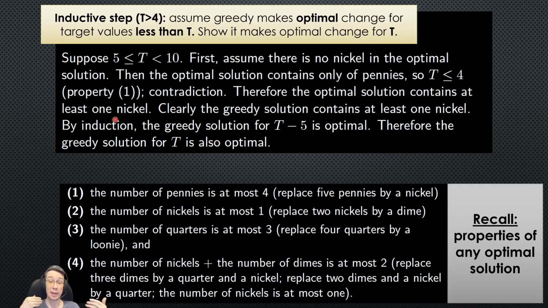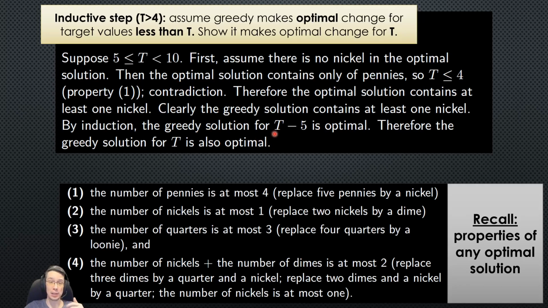And by the inductive hypothesis, we've assumed that greedy optimally solves the case of t minus 5. So all we have to argue is that if we have an optimal solution for the case of t minus 5, and we have a nickel that has to be in the optimal solution, you put together the optimal solution for t minus 5 and a nickel, and you get an optimal solution for t. That comes really from the fact that we just argued that the optimal solution for t has to include a nickel. So we know that nickel is part of the optimal solution.